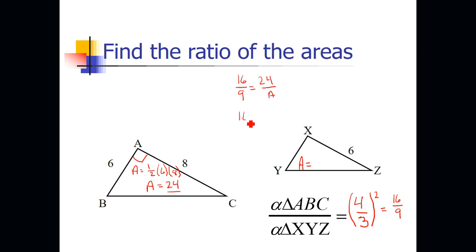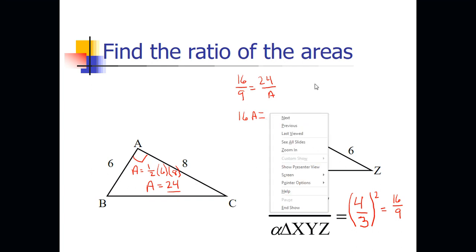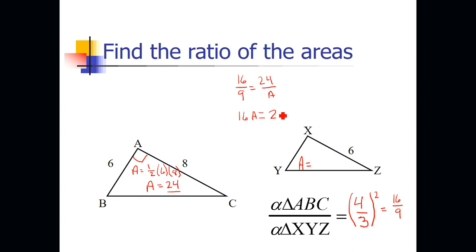16 times A, when I take the product of the means and set it equal to the product of the extremes, is going to be equal to 9 times 24. And when we take 9 times 24, we are going to get 216. All right, we divide each side then by 16. And when we take 216 and divide it by 16, we're going to get an answer here for this area, which is 13.5.